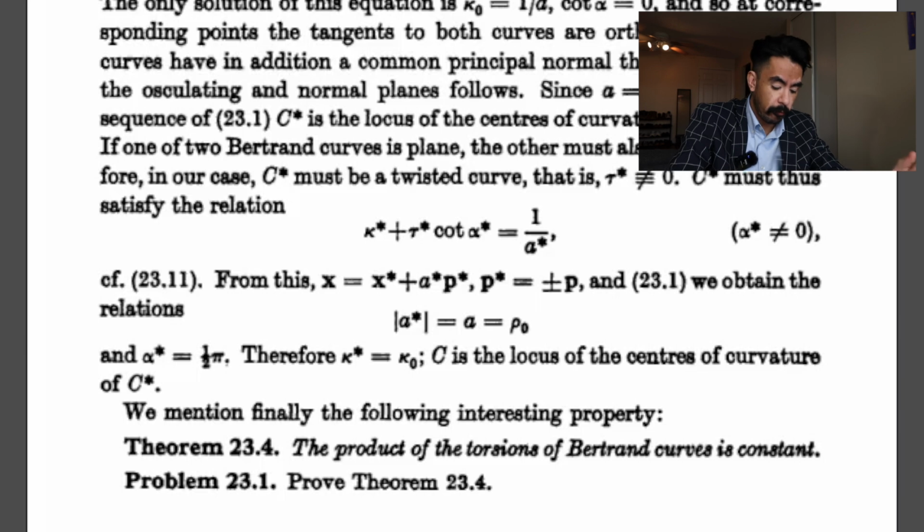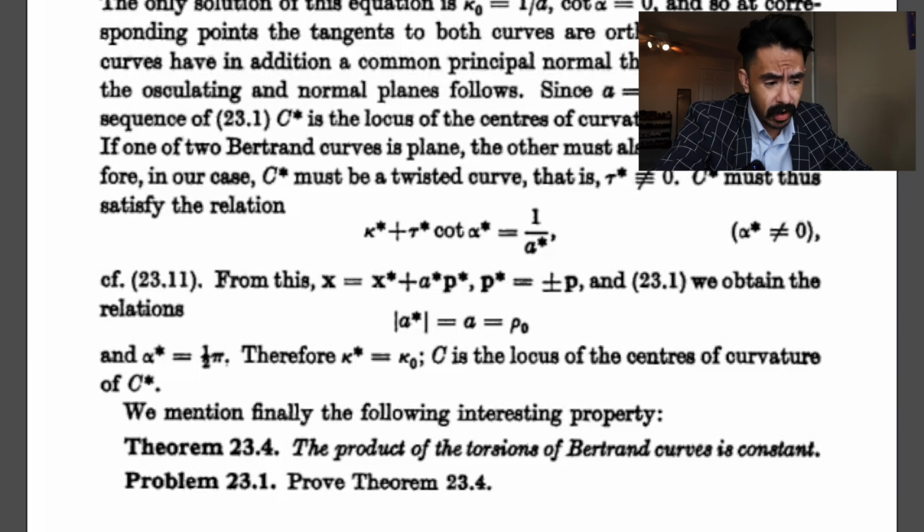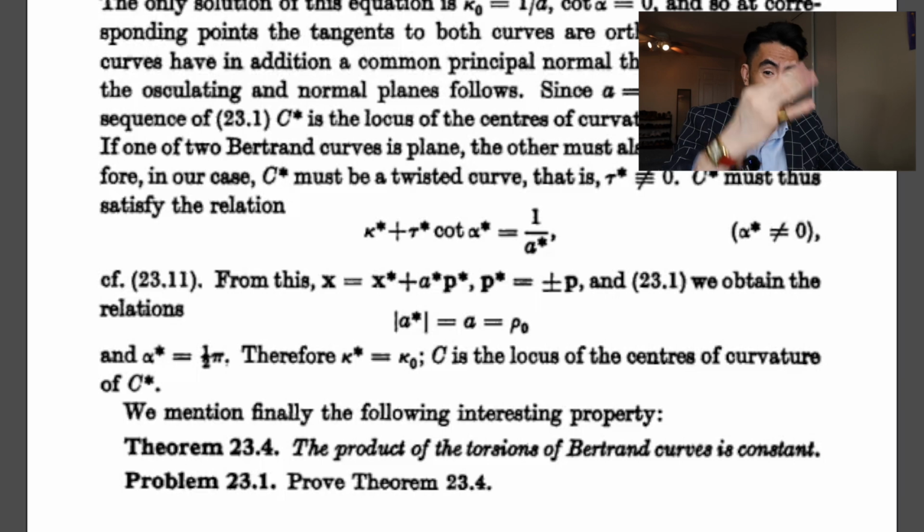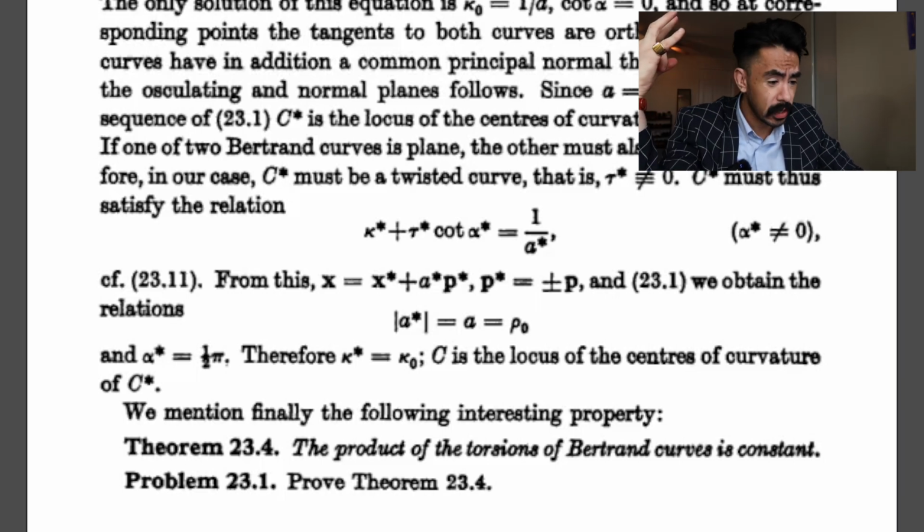And so by the formula for the Bertrand curve of a given curve, we obtain the relations that the magnitude of A star is equal to A is equal to rho naught, and alpha star equals pi over 2. Therefore, kappa star equals kappa naught, and C is the locus of the centers of curvature of C star. And now we have our third rapid fire proof, basically.